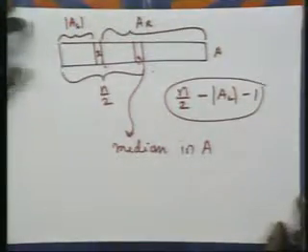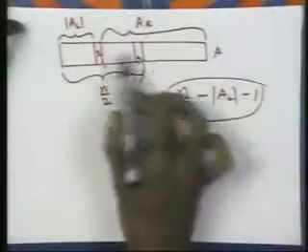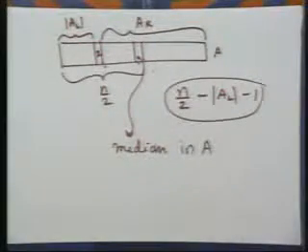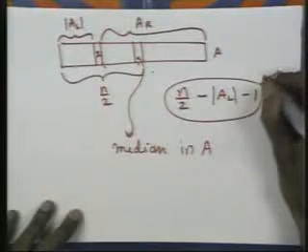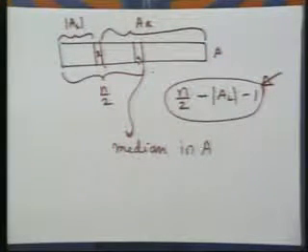So the problem is that when we recurse, we don't really want the median in A. We are not looking for the median. We are looking for an element of rank n by 2 minus size of A left minus 1, and this need not be the middle element in A right. This is the first problem. So when we recurse, it's not just the median, but we want an element of some particular rank.